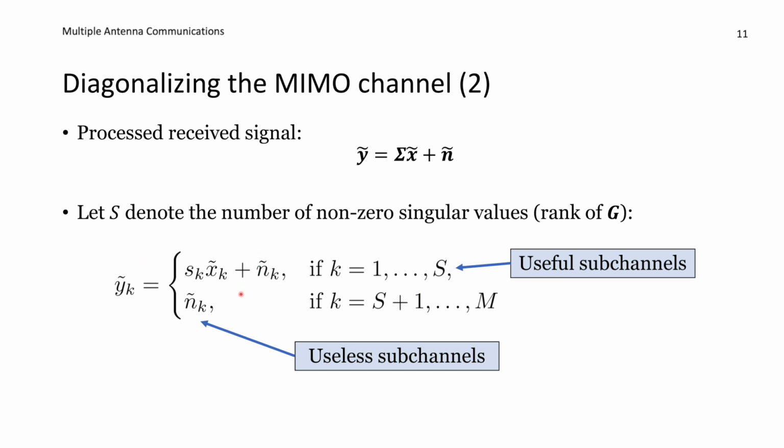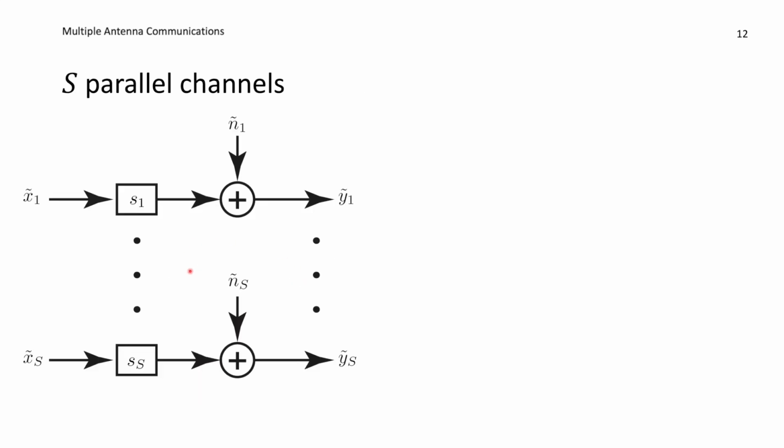One way of representing this is as capital S parallel channels. So we can write like this. The first one, x1, is multiplied with s1. We add a noise n1 tilde to get y1 tilde. We continue like this down to the capital S subchannel, where we have x tilde S multiplied with s capital S, which is a singular value, and then we add noise to get the received signal. You might recognize that this is just like a MISO channel, where we send one scalar, multiply with a channel response, and add a scalar noise to get the scalar received signal.